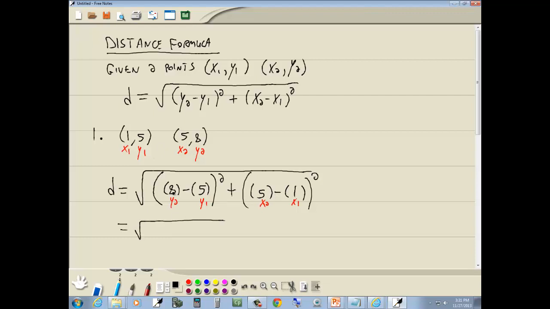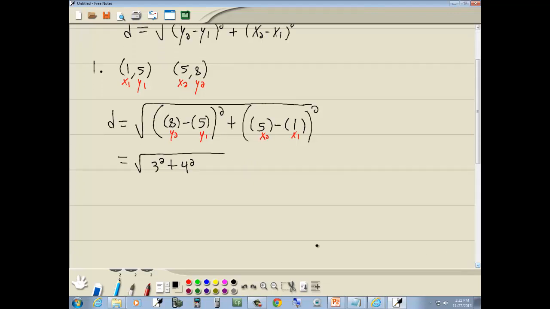So let's simplify this. 8 minus 5 is 3, so we got 3 squared, plus 5 minus 1 is 4, so we got 4 squared. 3 squared is 9, plus 4 squared is 16. 9 plus 16 gives us 25.